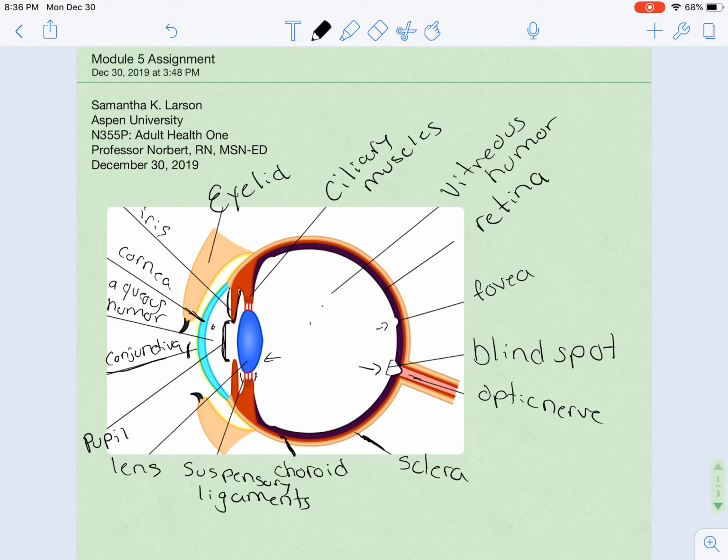Okay, so now we're going to move on to disease processes. The disease processes I picked were dry macular degeneration, glaucoma, and cataracts. So dry macular degeneration affects the macula, which is a part of the retina. So the retina is back here, if you can see this part, and the macula is a part of the retina. Dry macular degeneration is essentially thinning of the macula.